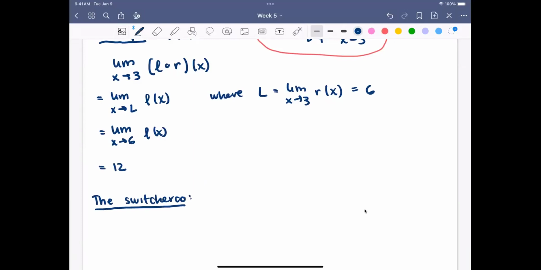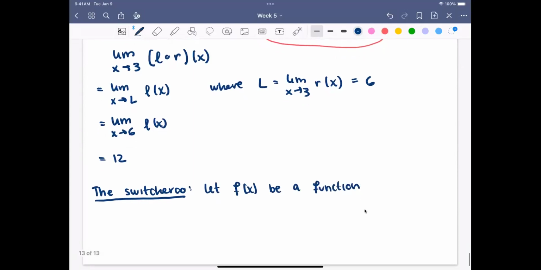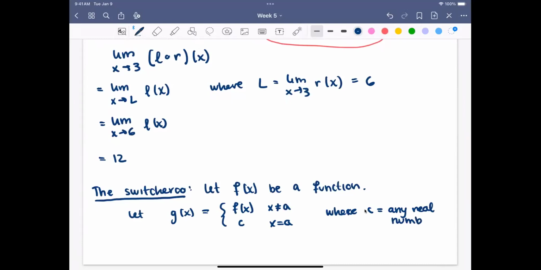So basically this is going to say, okay, I'll just write this down. Let's let F of x be a function. And let's let G of x be defined in a piecewise way to be equal to F of x for all but one value. And otherwise it's equal to literally any number. So I'll just put C for x is equal to A, where C equals anything. What this says is that the limit as x approaches A of G of x and F of x are going to equal each other.